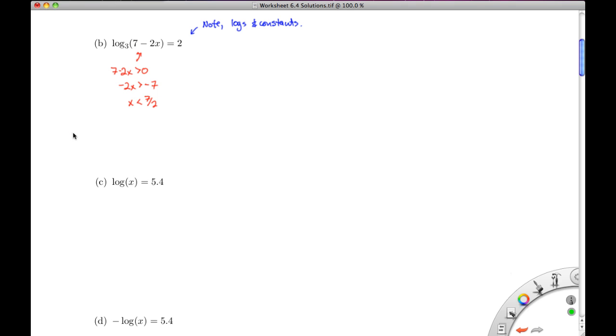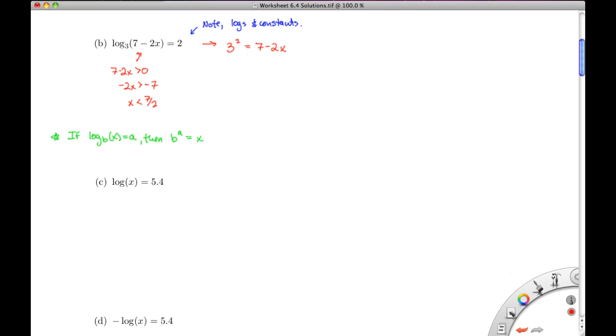We know that if we have the log base b of x, and that's equal to a, then b to the power of a has to be equal to x. And then this is something that we can solve for. I'm going to use this property to solve this. So we look at this, and since we've got a log equal to a constant, we can say, well, this implies that 3 to the power of 2 has to be equal to 7 minus 2x.